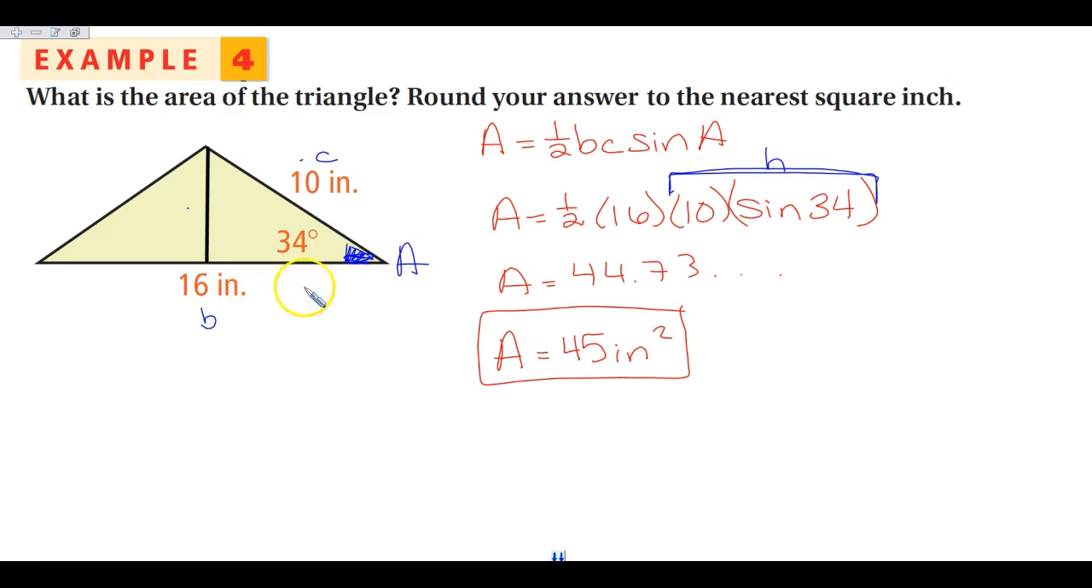The thing you have to watch for is that you need to know 2 sides and the angle in between them in order to be able to use this formula. But again, this is just an iteration of 1/2 base times height. If you have any questions on that, please write that down now.